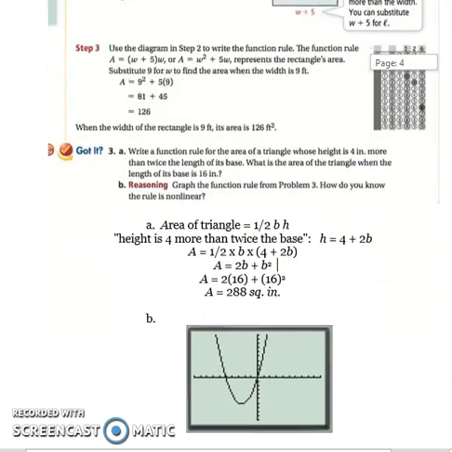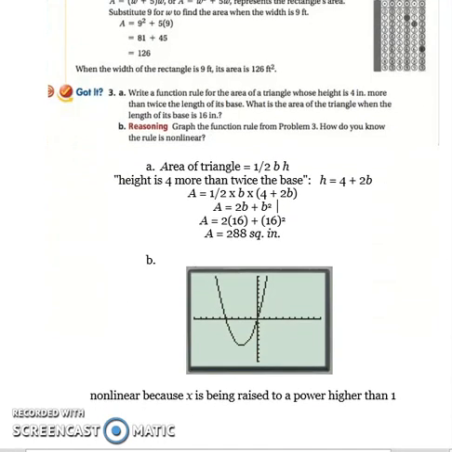So if we go ahead and graph that, again, because there was a b squared in both of these equations, we know it's going to be a parabola, not linear. Anytime x is to a higher power than 1, you're going to have curves in your graph.